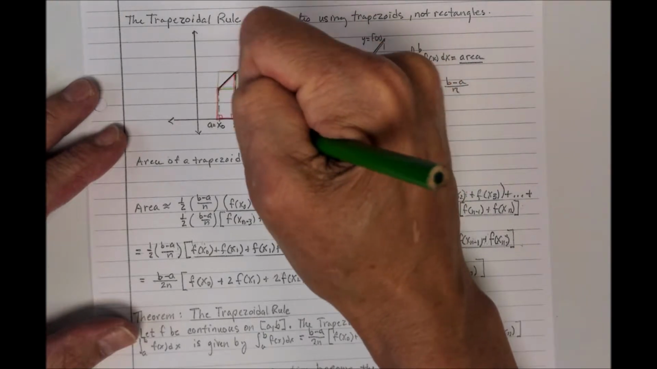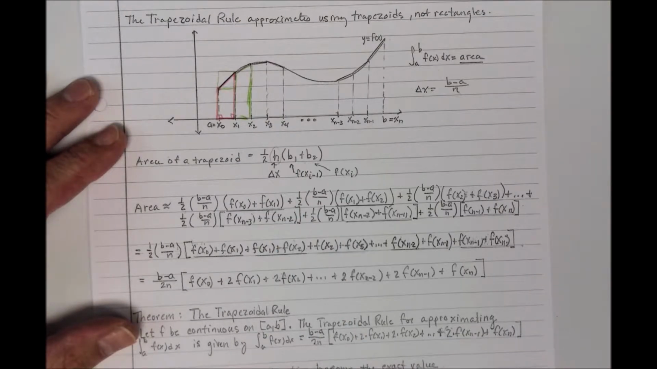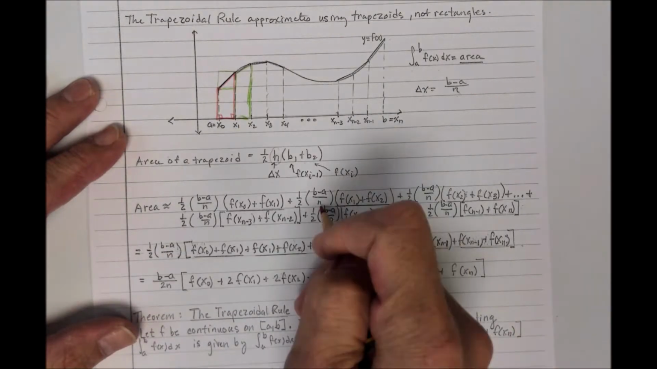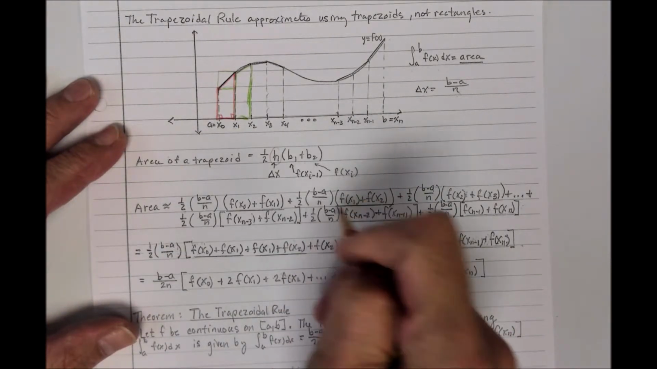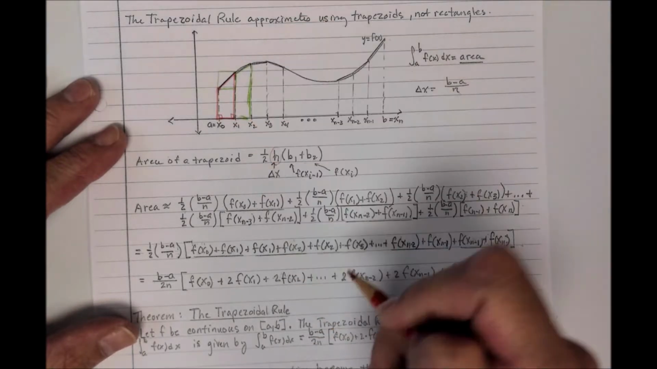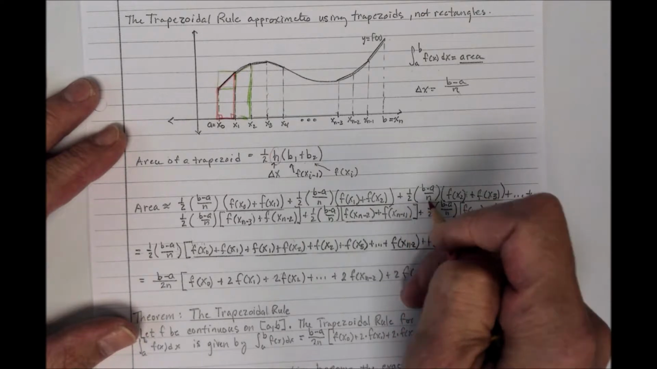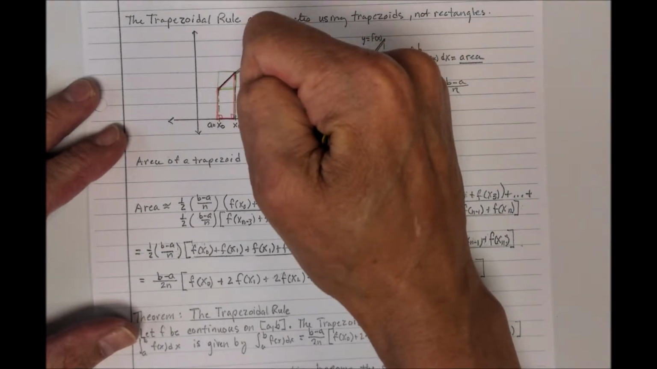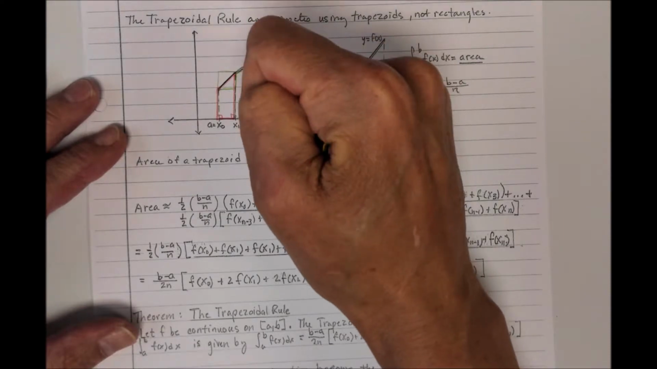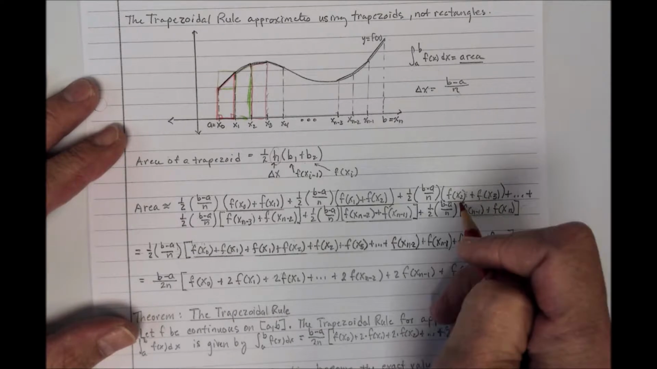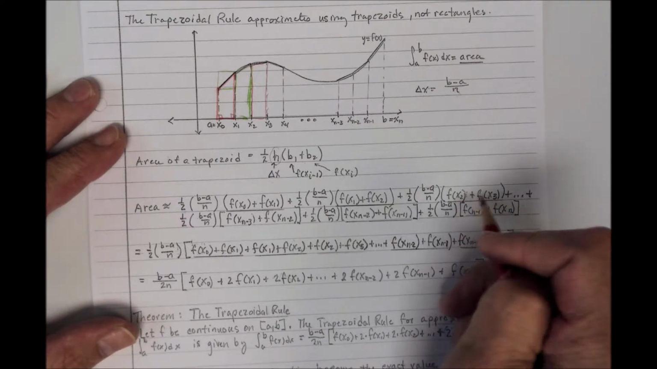Again, the height is the distance in between here. That's delta x, or b minus a over n. So 1/2 times the height times the sum of the bases at x sub 1 and x sub 2, the left endpoint and the right endpoint. Then I'm going to add it to the next one. I'll go back to red here. That trapezoid is 1/2 times the height times the sum of those two bases at the left endpoint and at the right endpoint, the bases being the y values.